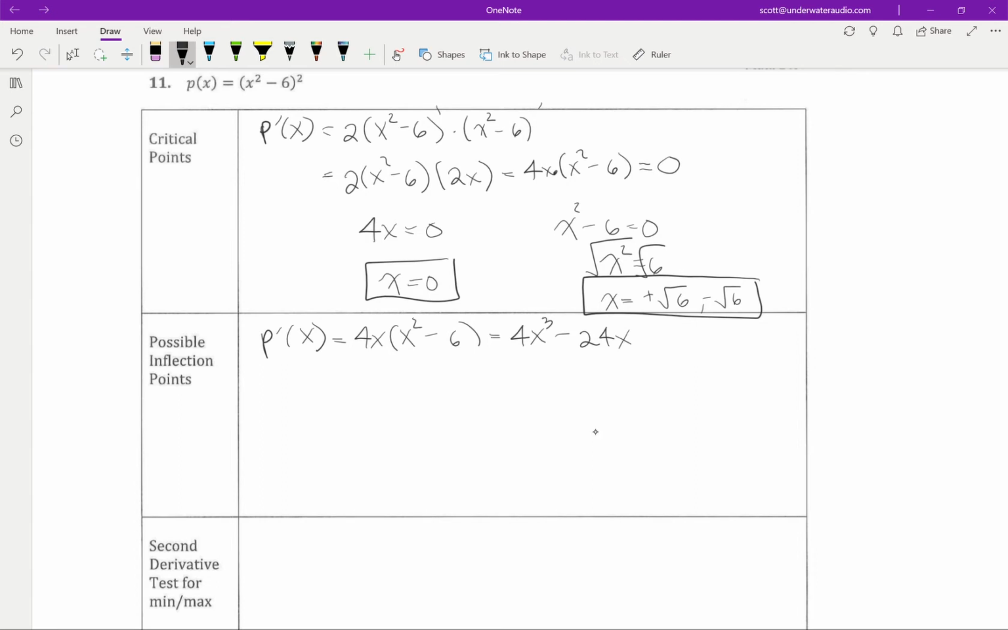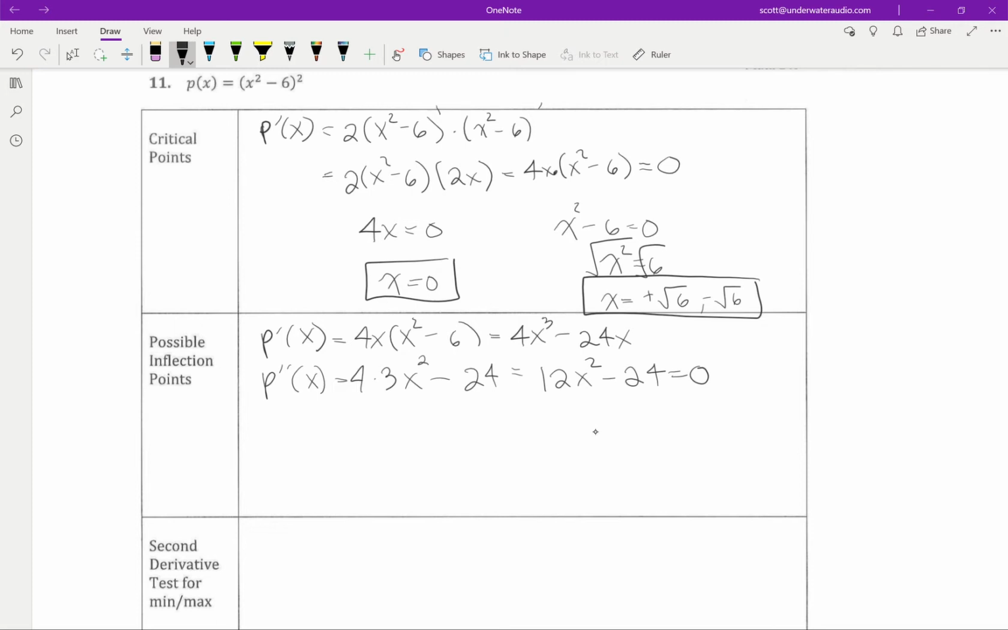Okay, now I'm going to take the derivative of that. So 4 times 3, x to the 3 minus 1, 2, and then the derivative of 24x is just 24. Alright, now I'm going to clean that up. 4 times 3 is 12. I get 12x squared minus 24. And again, that's a polynomial, so there are no places where the derivative, or in this case, second derivative, is not defined. So I'll just set it equal to 0 and solve for the possible inflection points.